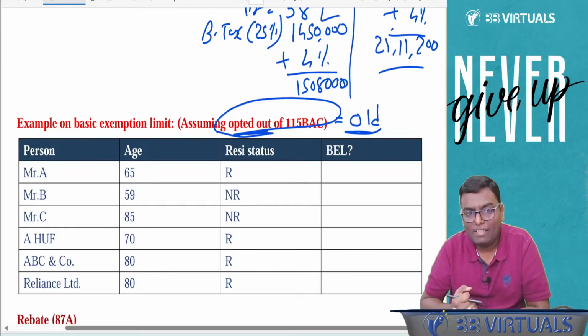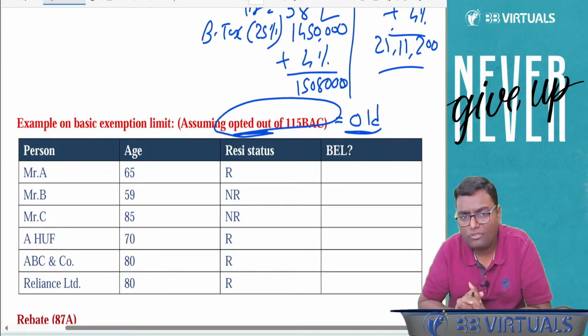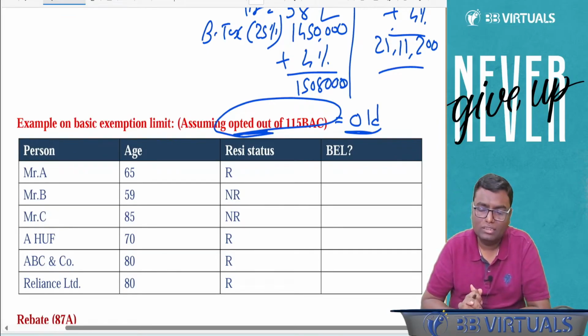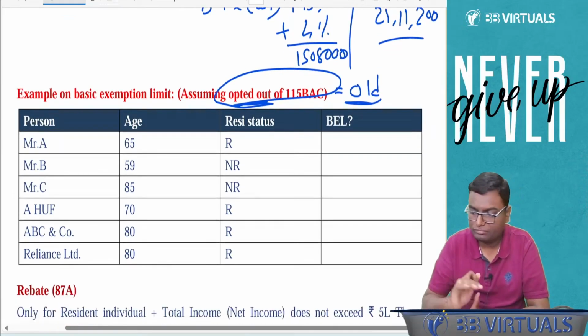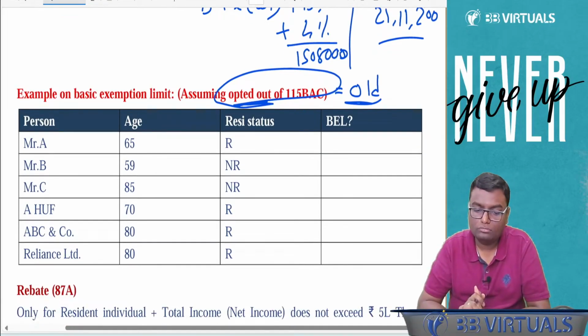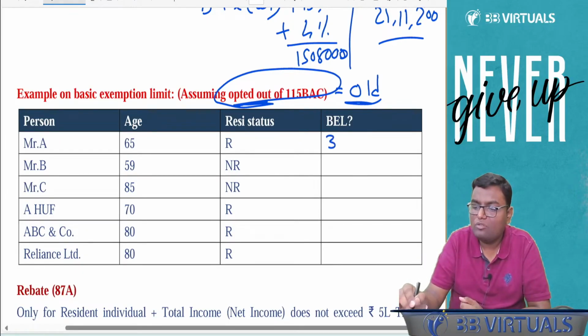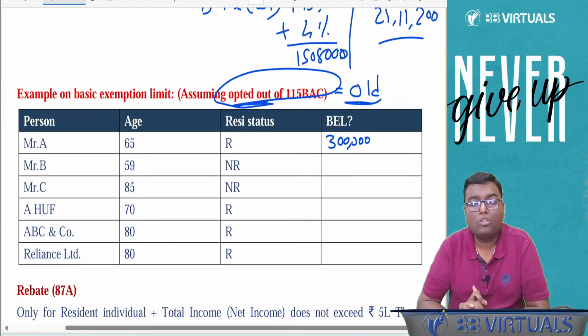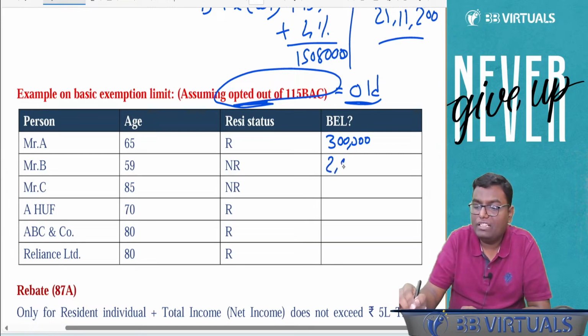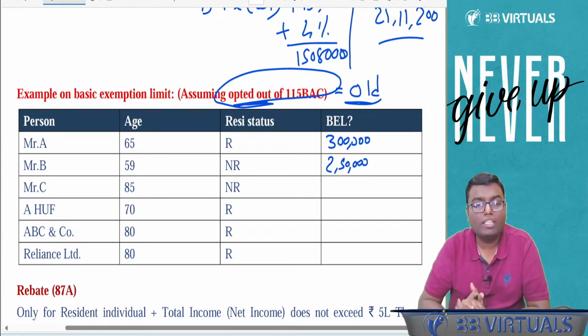Tell me, Mr. A, 65 years of age. He is a resident. What will be the basic exemption limit? Right? 3 lakh rupees will become the basic exemption limit. Okay, Mr. B, 59 years, non-resident. What will be the basic exemption limit? 2 lakh 50,000.